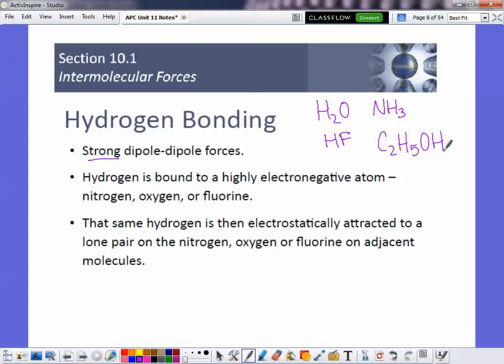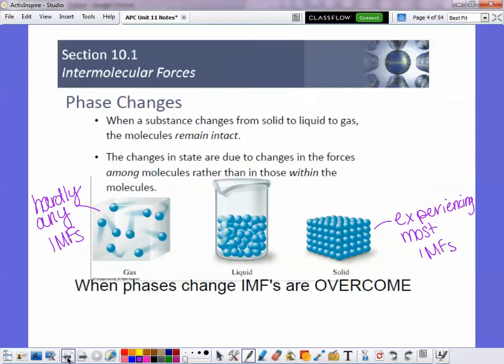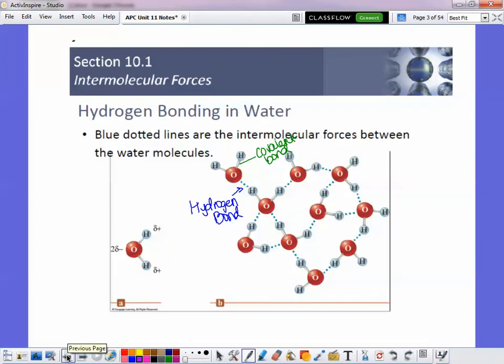But the way it occurs is the same as dipole-dipole, so I'm not going to redraw all that stuff. And plus, you have the image back here with water. Those were all hydrogen bonding. Okay. All right.